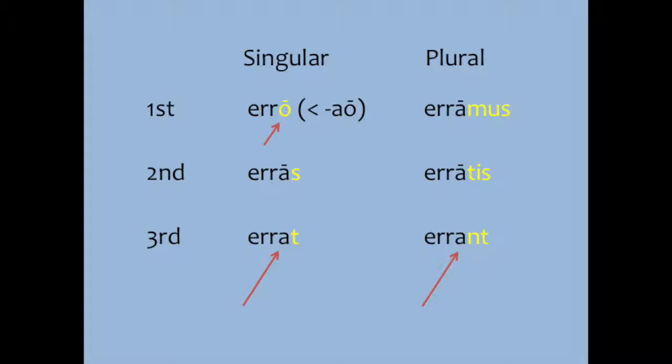Now remember, if you really want to know Latin 100%, you need to pay attention to the quantity of these vowels. So it's erro, eras, erat, eramus, eratis, errant. But make sure that you learn the macrons, the long marks, the vowels that are naturally long, as you learn the form.